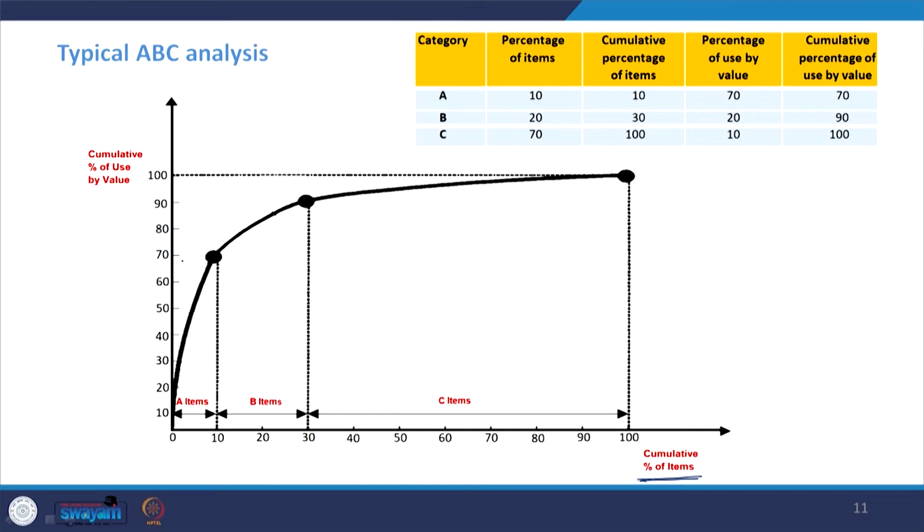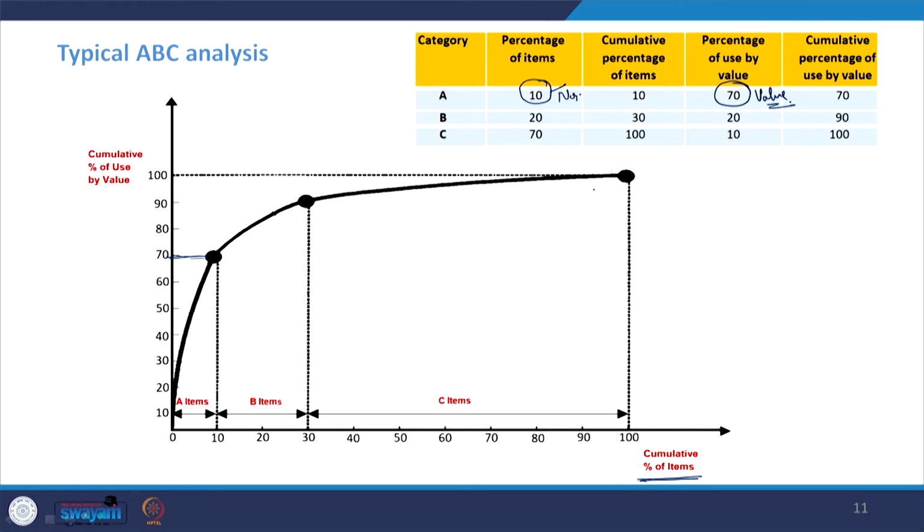So, if you see this diagram, around 70% of the value is being taken by these 10% items. A items are just 10% of the total value or total number of inventory items, but their value is around 70%. They are 10% by numbers and 70% by value.